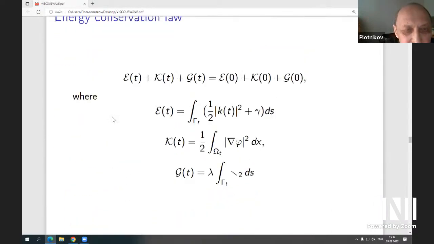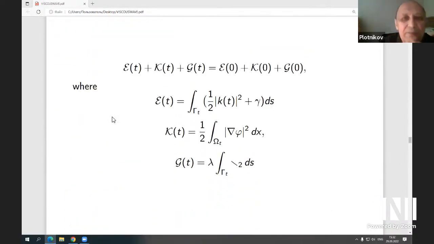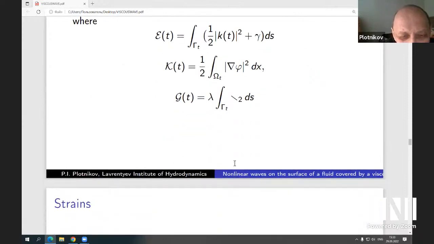We have the energy conservation law. For every sufficiently smooth solution of our problem, the total energy of the system consists of the elastic energy E, the kinetic energy K, and the gravity energy of the wave. I'm sorry, here should be X. Okay.